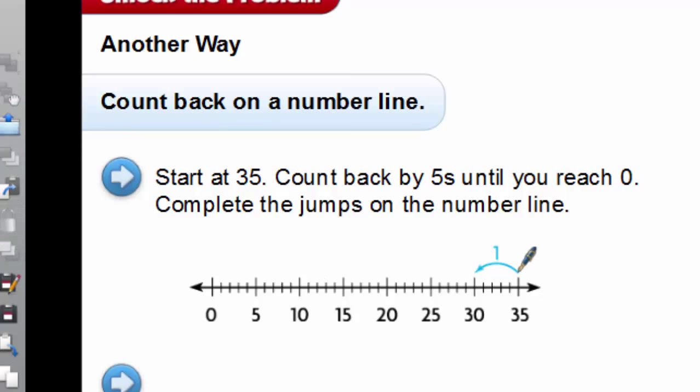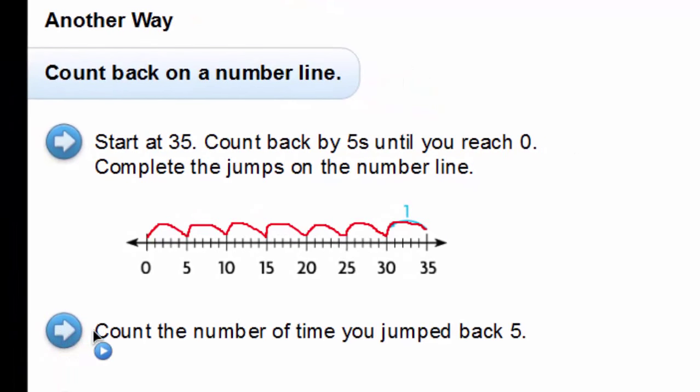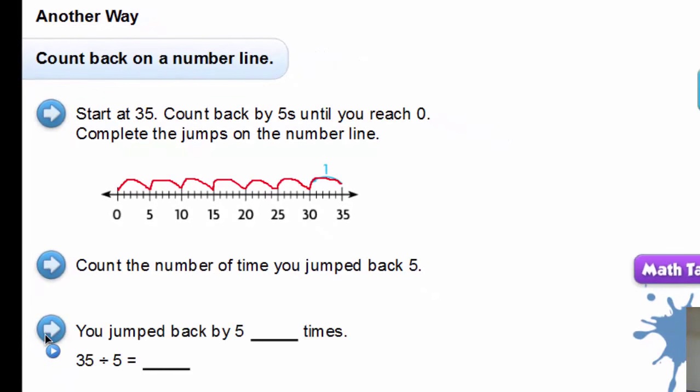So let's do that together. We start at 35, jump back 5, jump back 5, and 5, and 5, and 5, and 5 until we get to 0. There we are. Then we count the number of times that we jumped back. 1, 2, 3, count with me, 4, 5. Good. We jumped back 7 times by 5s. So 35 divided by 5 equals 7. Good.